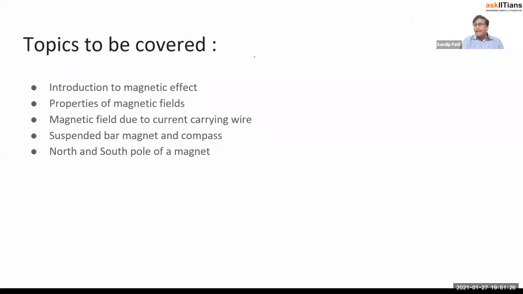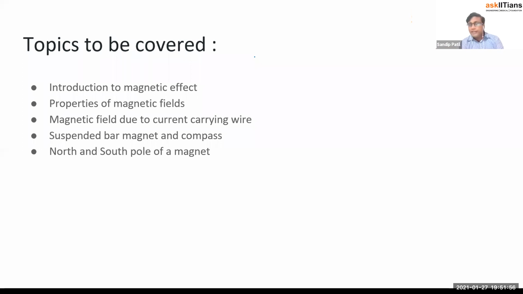The properties of magnetic fields, everything is related to magnetic. Or magnetic fields means what? We know the normal word, field. Field means we can take any example, that crop field, where we actually grow the crops. Similar to that, wherever there is a magnetic effect, we can say there will be the magnetic field. We'll also see some properties of that.